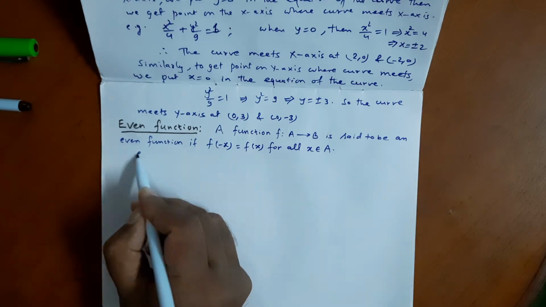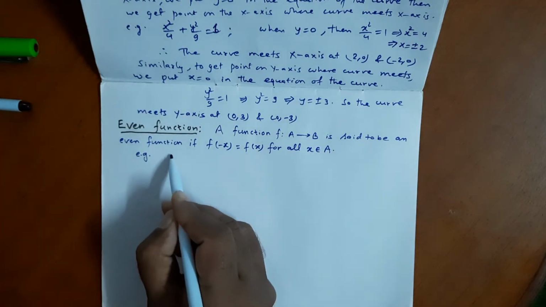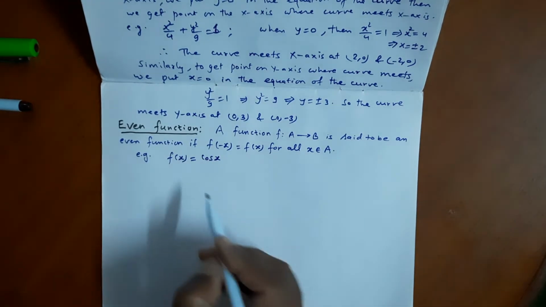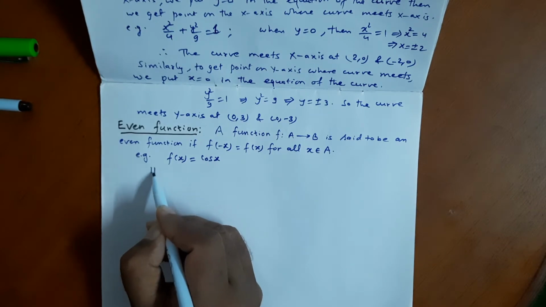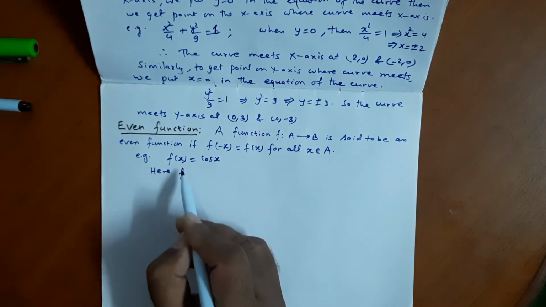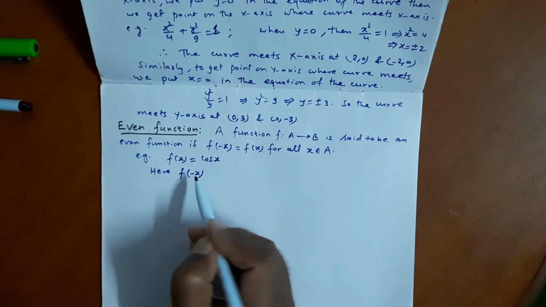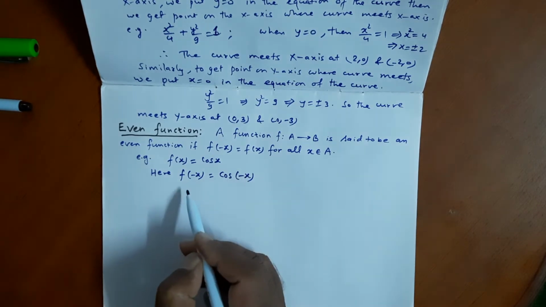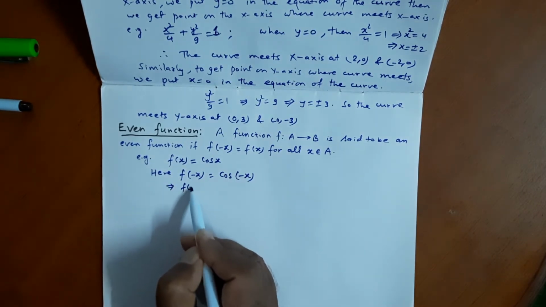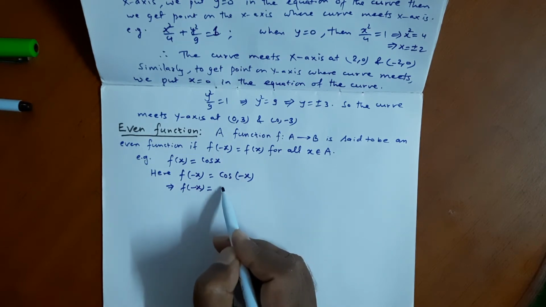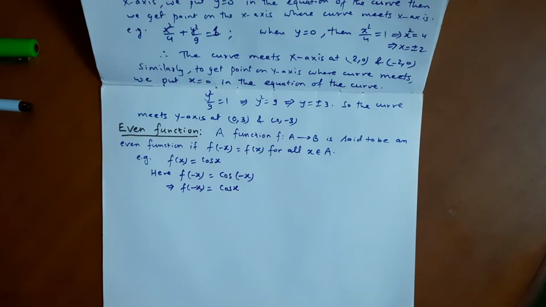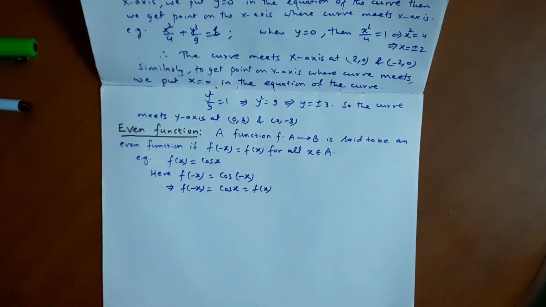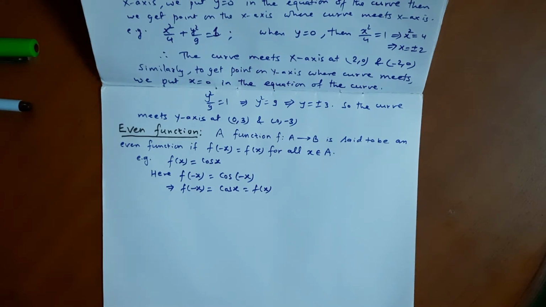Example, fx equals cos x. Here, if you replace this x by minus x, then f of minus x equals cos of minus theta, which means cos theta, so it will be cos x, and this cos x is fx. So f of minus x equals fx.